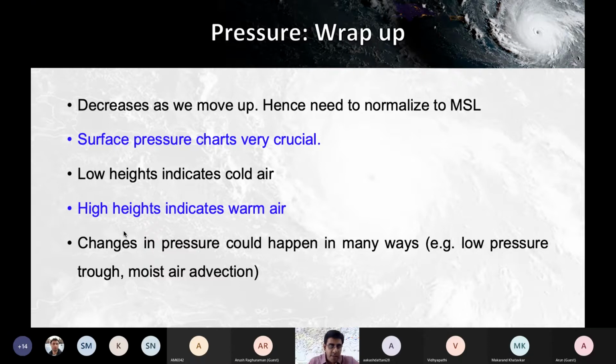The automatic tendency of pressure is to decrease as you move up. So we have to bring all the stations to mean sea level and then look at the pressure charts.